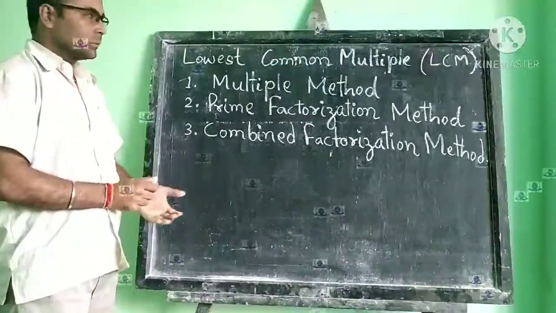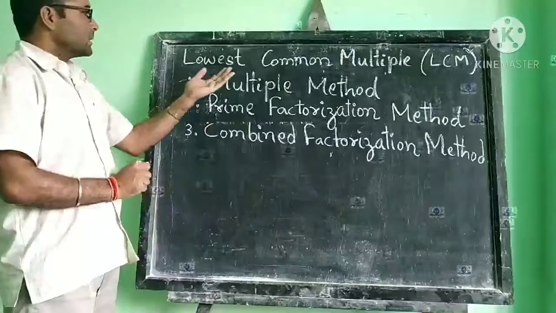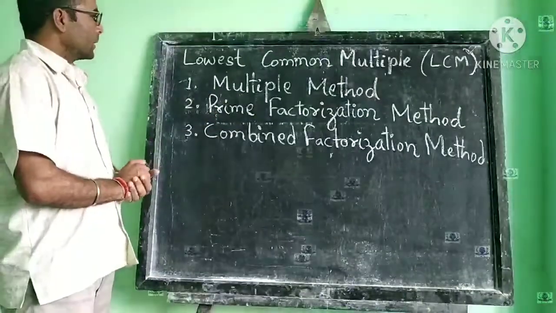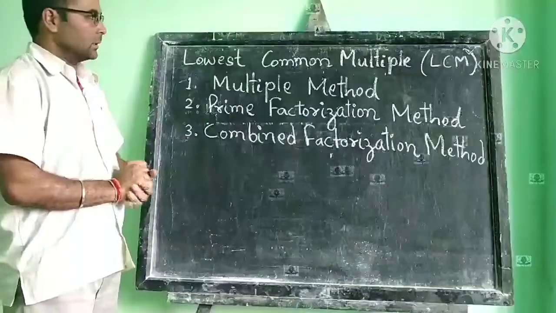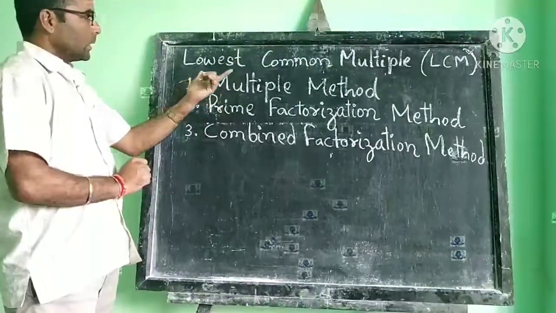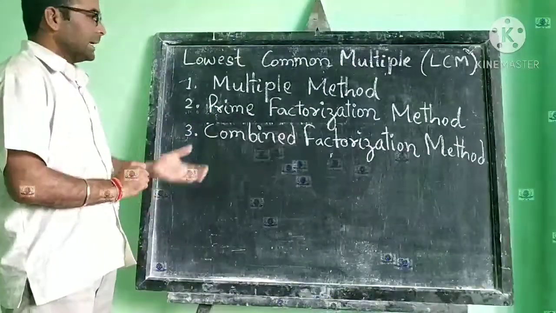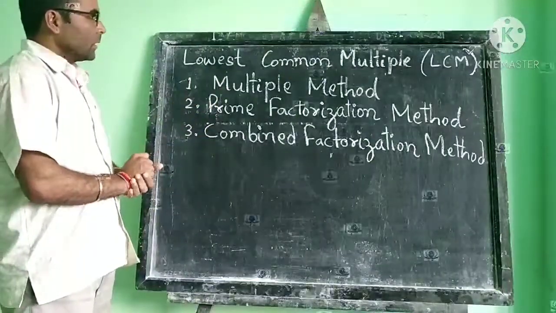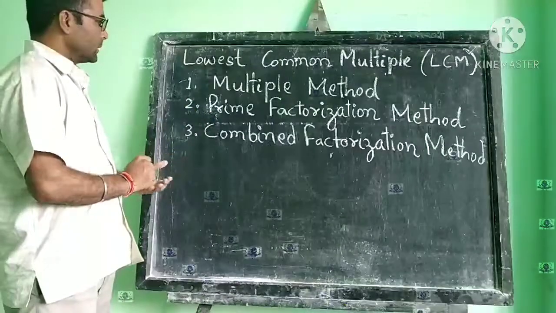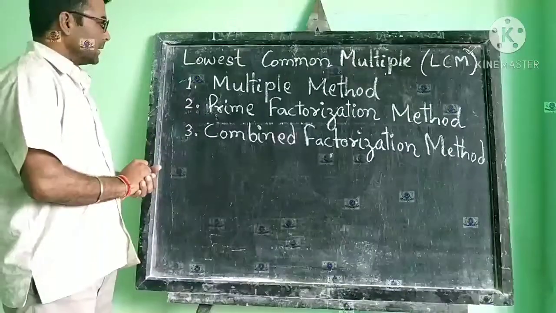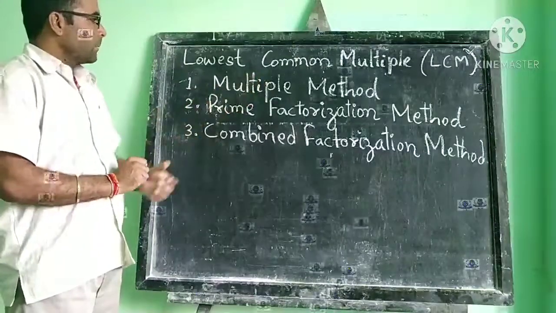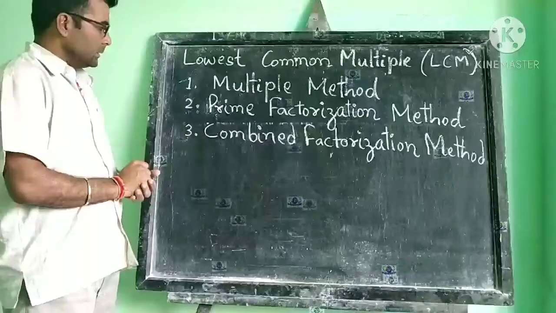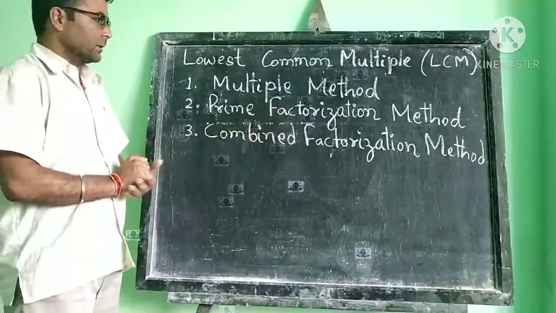Today in this session we are going to learn least common multiple, that is LCM, or you may say lowest common multiple. So how to find LCM using different methods. In this session I am going to teach you to find LCM using three different methods. They are: number 1, multiple method; number 2, prime factorization method; and number 3, combined factorization method.